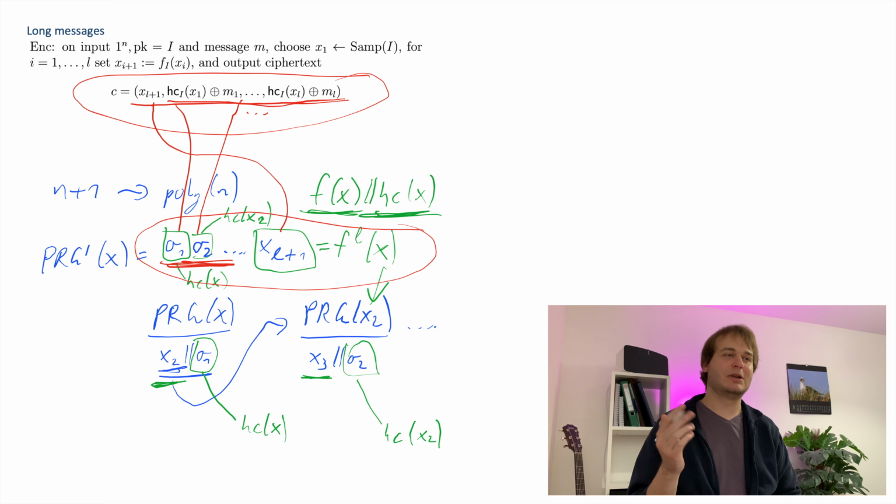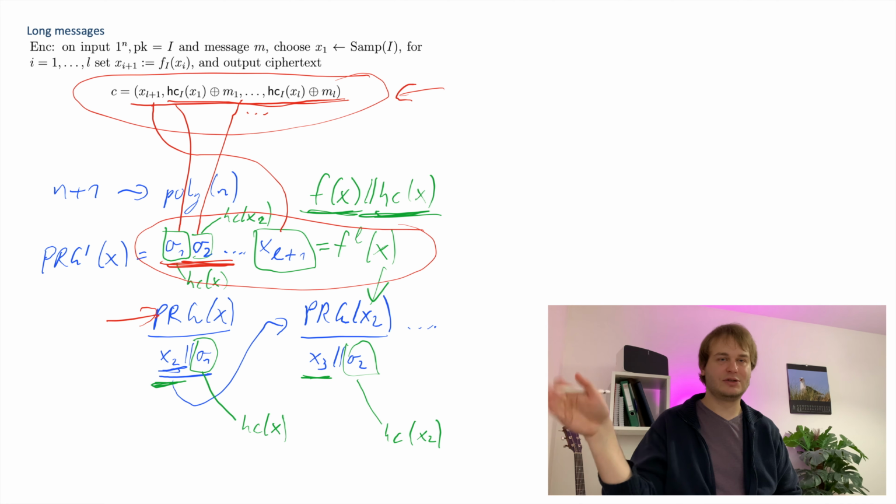So the lecture notes state that you can prove this with a hybrid argument. And that hybrid argument essentially we've already done when we proved that this PRG extension, so the n+1 expansion factor to poly expansion factor, is secure.